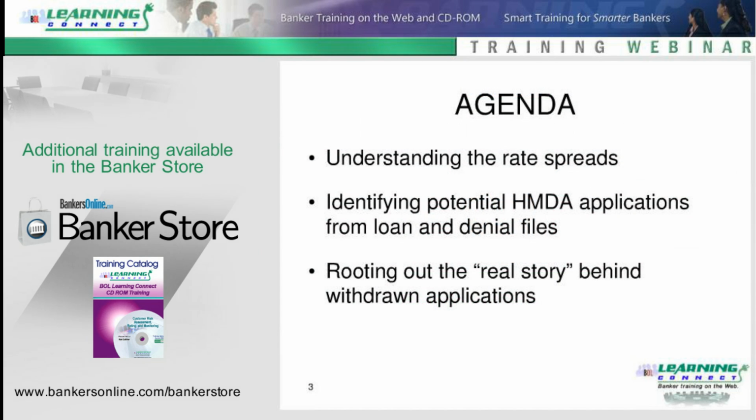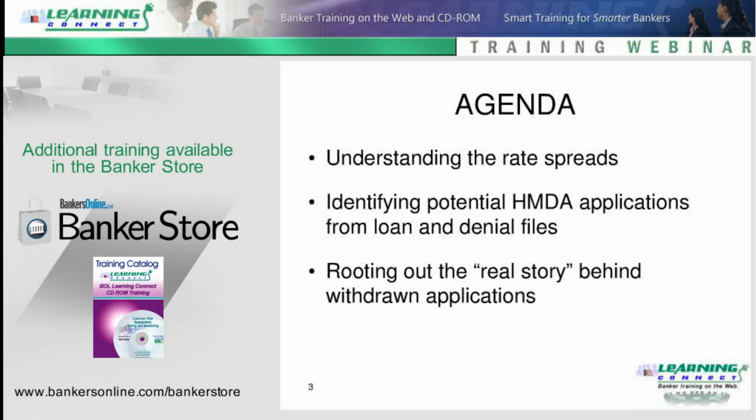So let's get started. We're going to talk about those rate spreads. I still see some misconceptions on how we do the rate spreads. We're going to be talking about how you, as the auditor, identify potential HMDA applications from the loan and denial files. When I do a HMDA review for a bank, I prefer not to call them audits.